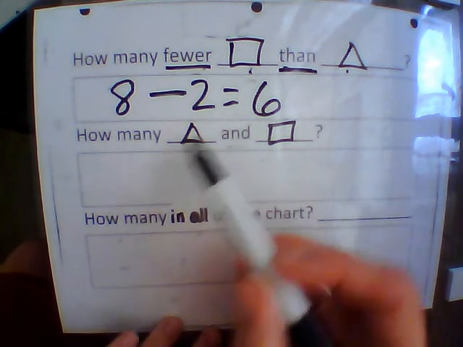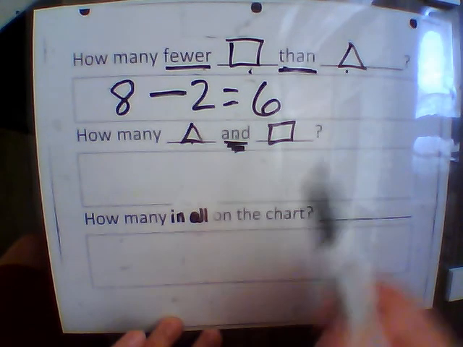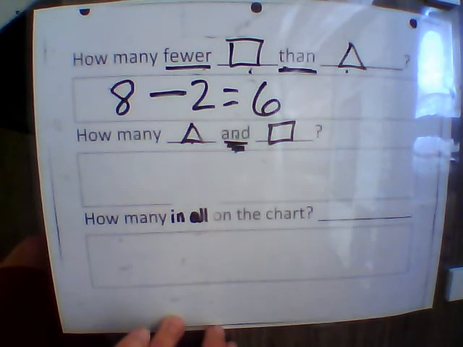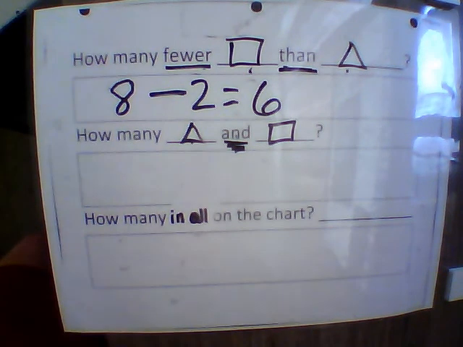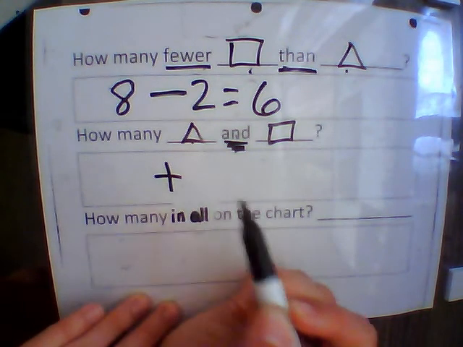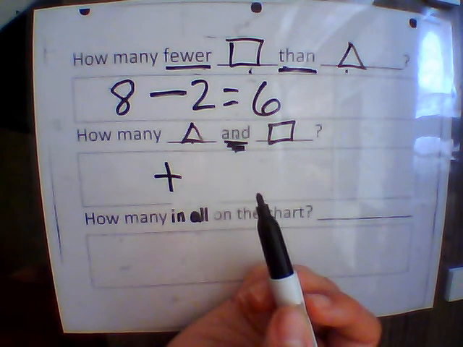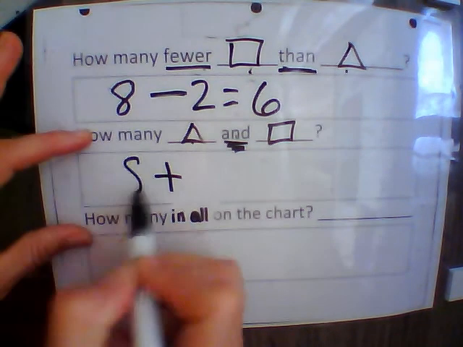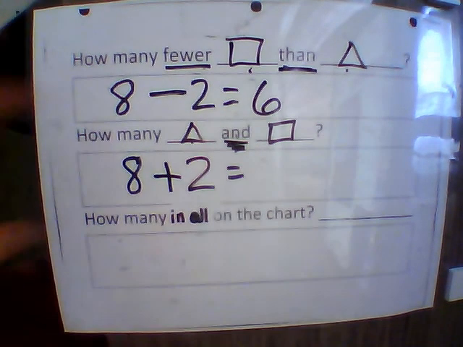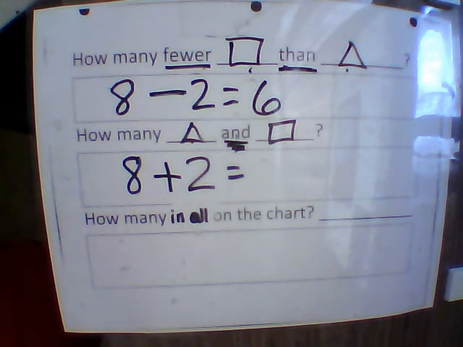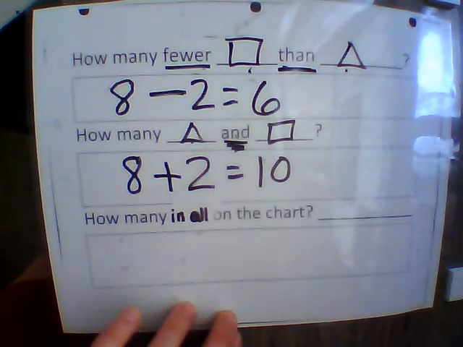Next, we're looking at how many triangles and squares. That and is telling us what? That we are putting them together. So we're going to be using our plus. And once again on our chart, we have 8 for our triangles and 2 for our squares. So we're going to be adding those two together this time. 8 plus 2. And solve. And it is a 10 fact.